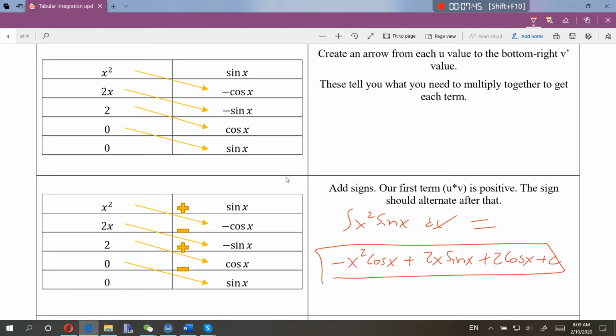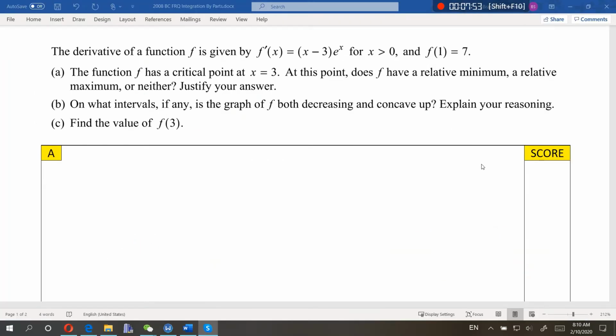Okay, so I'm going to look at one free response question involving integration by parts, and we'll see if we can do it the new way. Again, if it's blurry, this is the 2008 file that you saw. Okay, the derivative of our function is given by f prime x equals x minus 3 times e to the x for all values where x is positive, and f of 1 is 7.